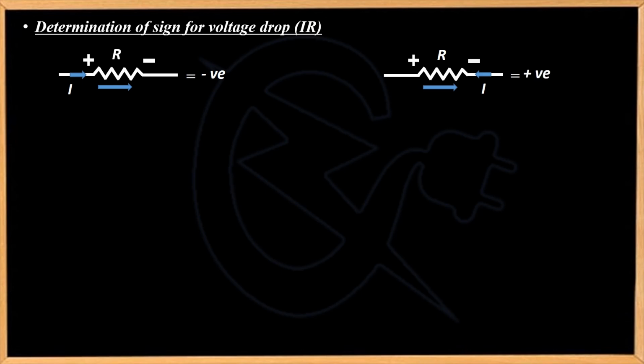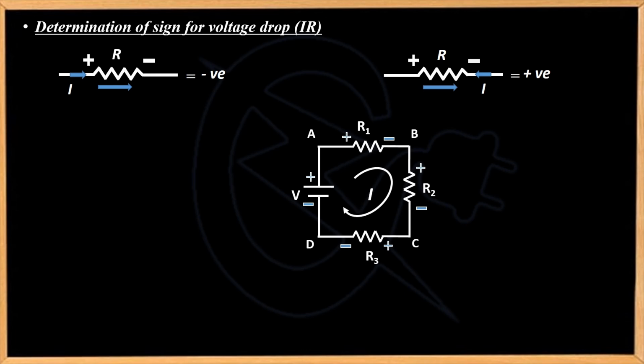Now let's consider one circuit on which we apply the KVL. There is one circuit with 3 resistors connected in series. Over here the voltage is V volt and current is flowing in clockwise direction. So we apply KVL on loop or mesh ABCDA. We'll start from point A. First we go from A to B, then B to C, then C to D, and then D to A.